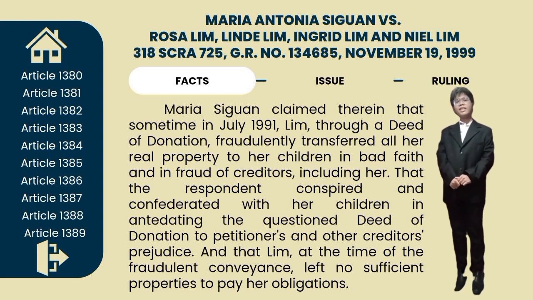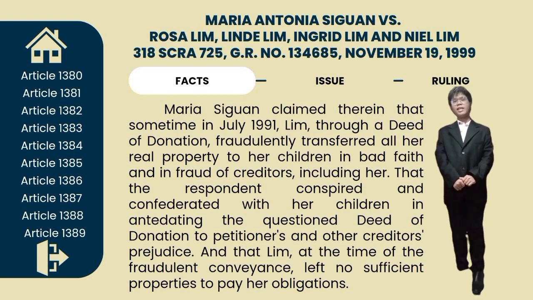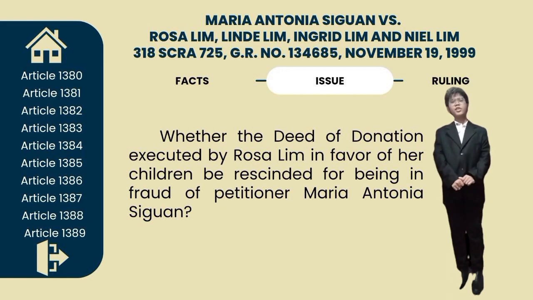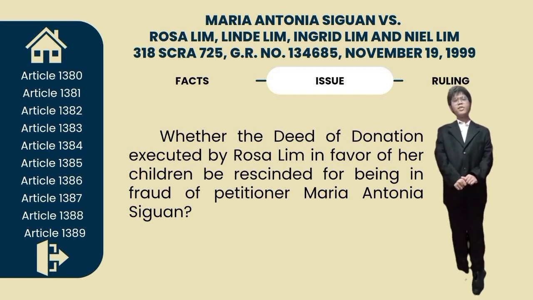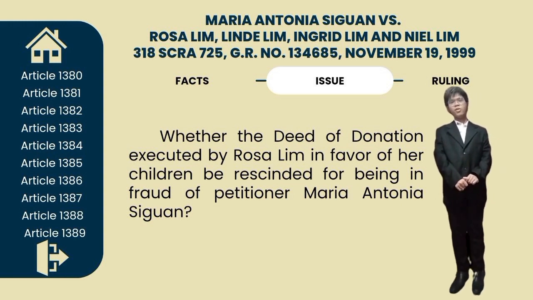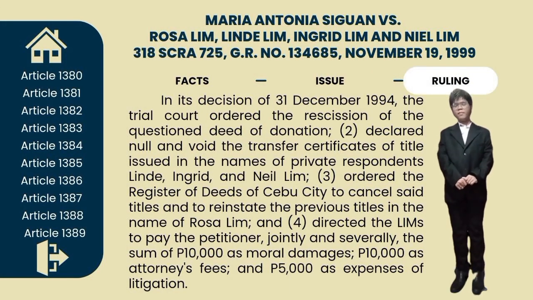She maintained that it was not antedated but was made in good faith at a time when she had sufficient property. Finally, she alleged that the deed of donation was registered only on 2nd of July 1991 because she was seriously ill. The issue is whether the deed of donation executed by Rosalim in favor of her children can be rescinded for being in fraud of petitioner Maria Antonia Siguan. This is the decision or ruling.